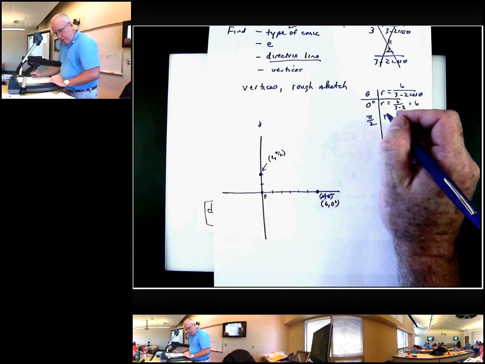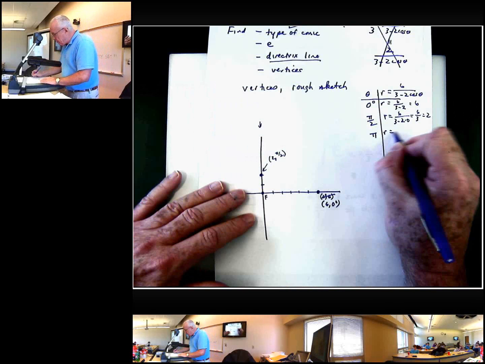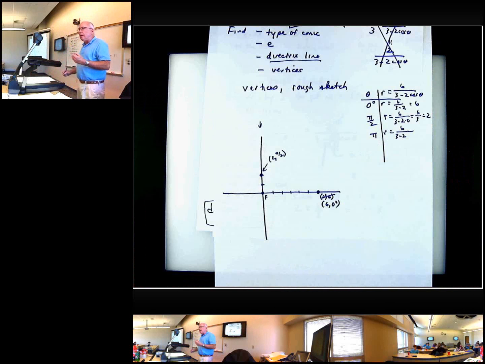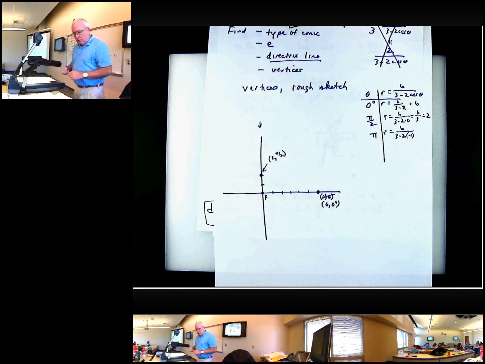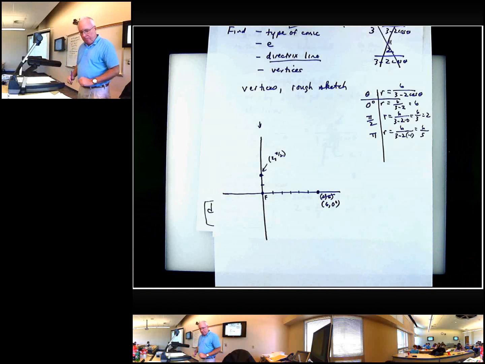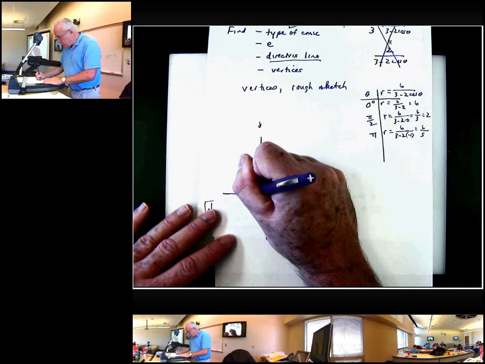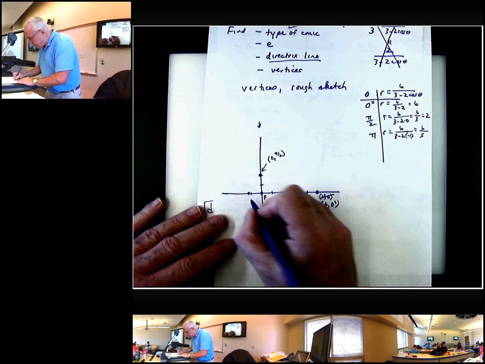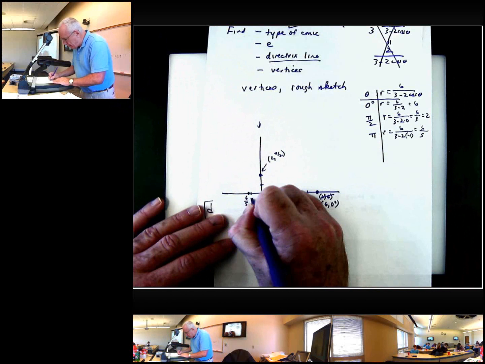Let's just do all the angles then. Let's do the angle pi, 180 degrees. And here we have r is equal to 6/(3 - 2 cos π), but the cosine of pi is negative 1. So that's 6/(3 + 2), so that's 6/5. So let's see, that's basically 1 1/5. So basically kind of right here, this point here is also on the graph, and this would be (6/5, pi), right there.